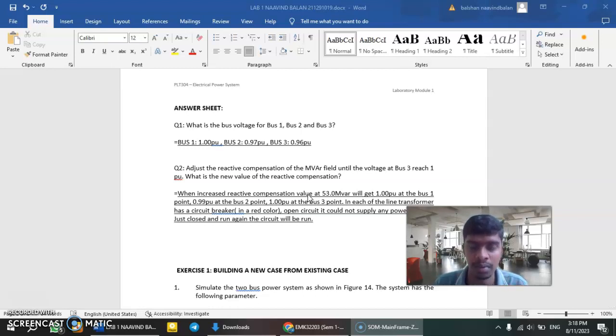The output will be 1.00 pu for bus 1, 0.95 pu for bus 2, and 0.96 pu for bus 3, because of some voltage drop inside the system.